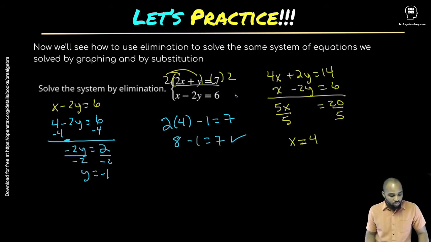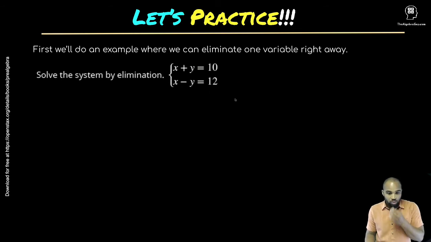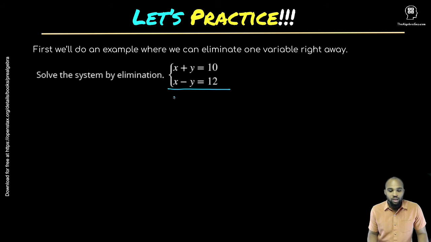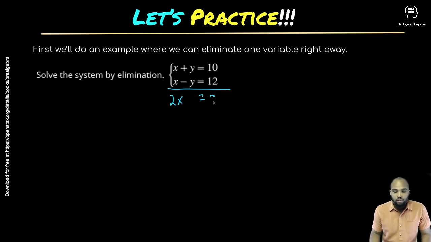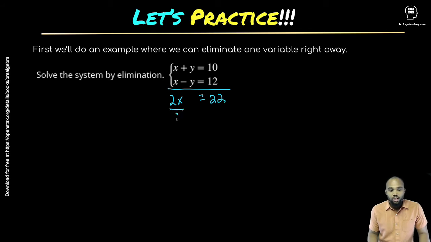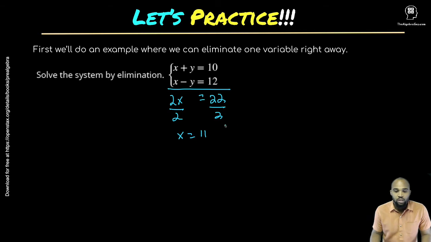All right, let's move to our next problem. So we'll do an example first where it's easy to eliminate, right? So which ones should we eliminate? The x's or the y's? I'm hoping you say the y's, right? Because you can see that plus y and negative y are going to add up to get 0. So x plus x is 2x. This is going to give me 0. 10 and 12 gives me 22. Dividing both sides by 2 leaves my x by itself. And I'm left with x equals 11.